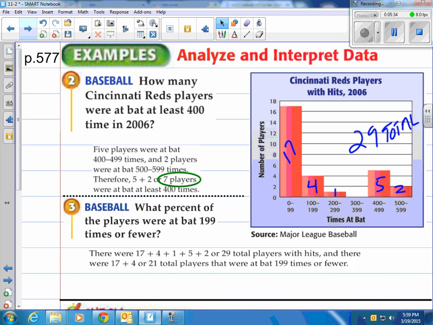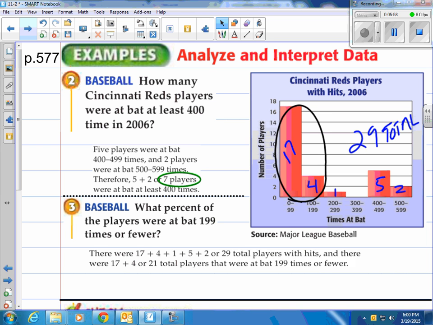Total players with hits. And there were 17 plus 4, or 21. I'll do this in black here. These right here are the total players that were at bat 199 times or fewer. And that's what they're looking for. What was the percent of the players that were at bat 199 times or fewer?